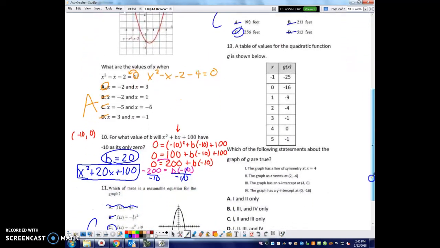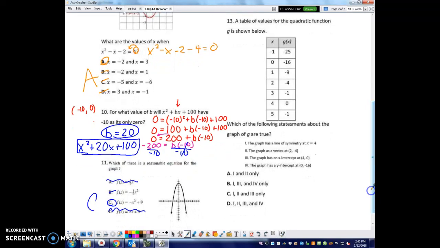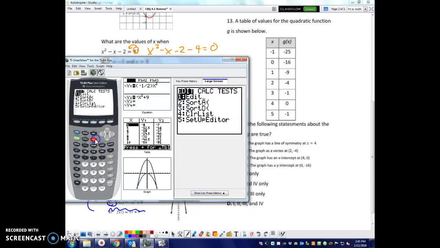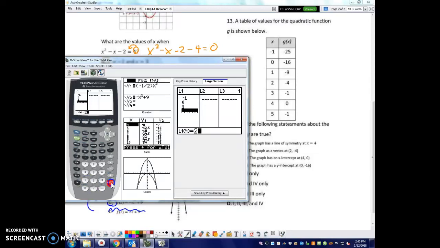Now, very last one. A table of values for the quadratic function g is shown below. Which of the following statements about the graph of g are true? So we need to figure out what the graph of g looks like. So we're going to use stat again. Go to stat, edit. Now to clear, go up to L2, hit clear, enter. Same thing for the other side. Go up to L1, hit clear, enter. Now we're going to type these in: -1, 0, 1, 2, 3, 4, 5.